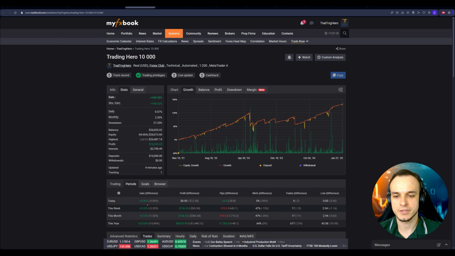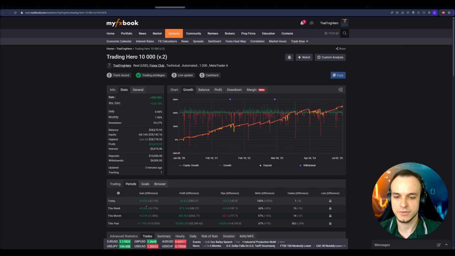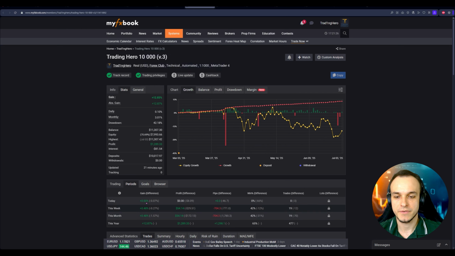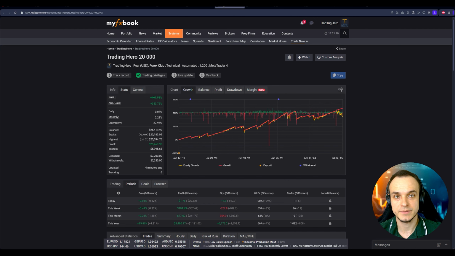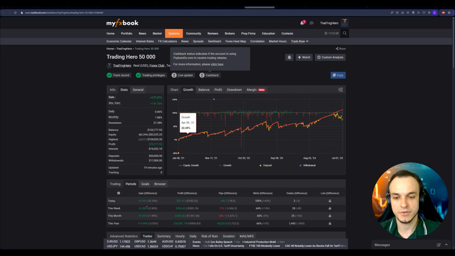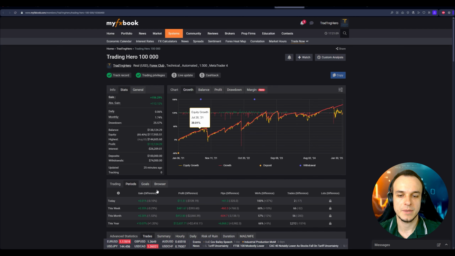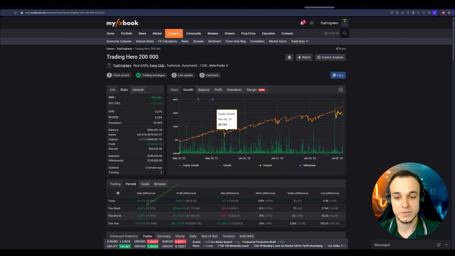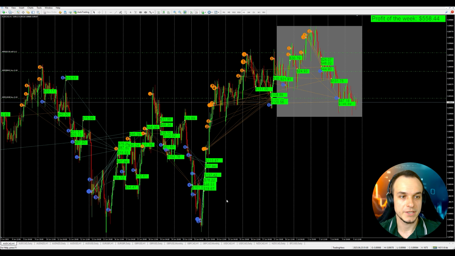10K portfolio version 1 also 0.5%. 10K portfolio version 2, 0.26%. 10K portfolio version 3 also 0.5%, 20K portfolio 0.4%, 50K portfolio 0.4%, 100K portfolio 0.4%, and 200K portfolio almost 0.5%. Let's switch to the MetaTrader platform and check our performance on these charts.